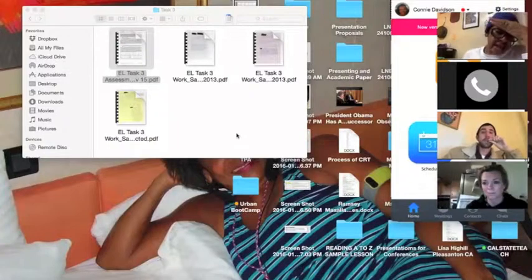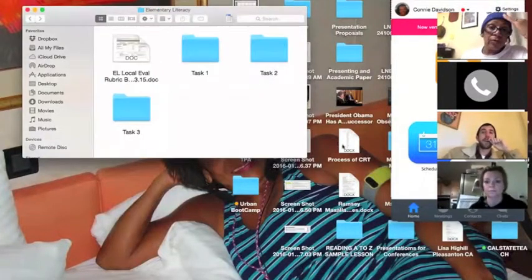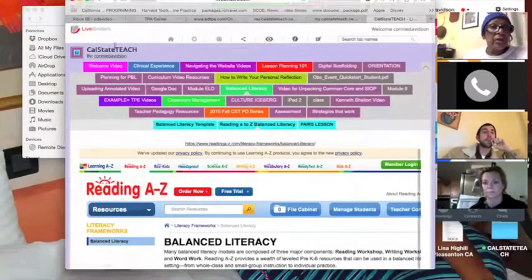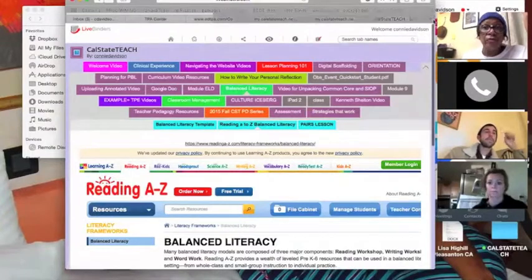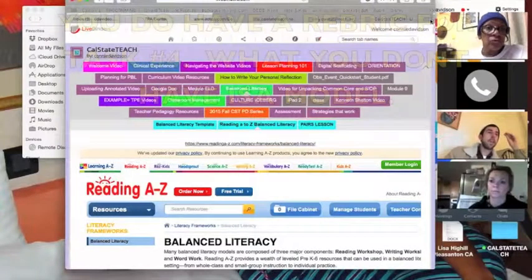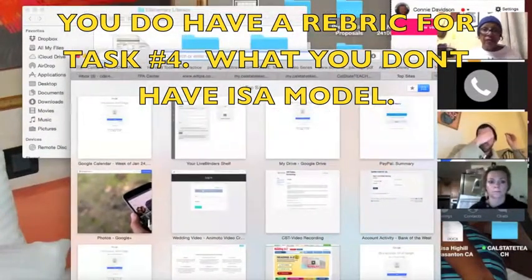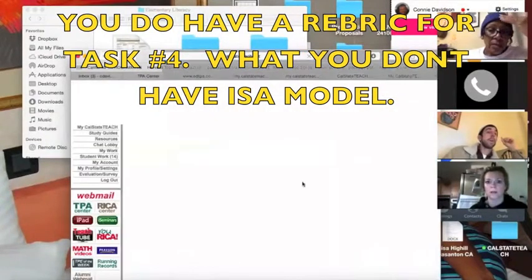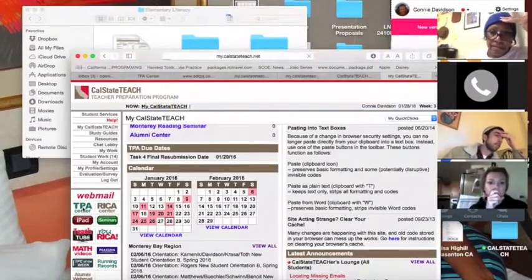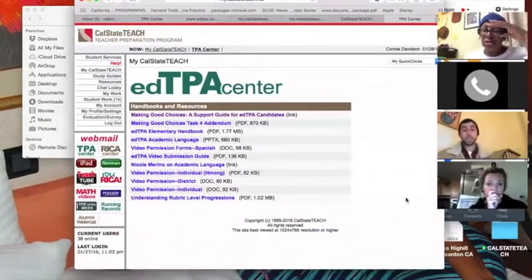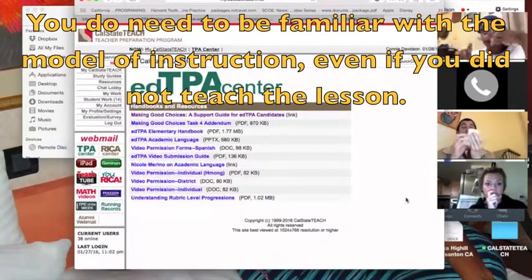Okay, now, task 4, we don't have a rubric for 4. It might be on the Cal State Teach website, but we did not get a rubric for 4. As a matter of fact, she hadn't really done 4 before. So let me see. I know there's information on 4, but the thing about 4, like I said, you don't even have to see the lesson. You're analyzing the student data and what you would do to reteach it to shore up.